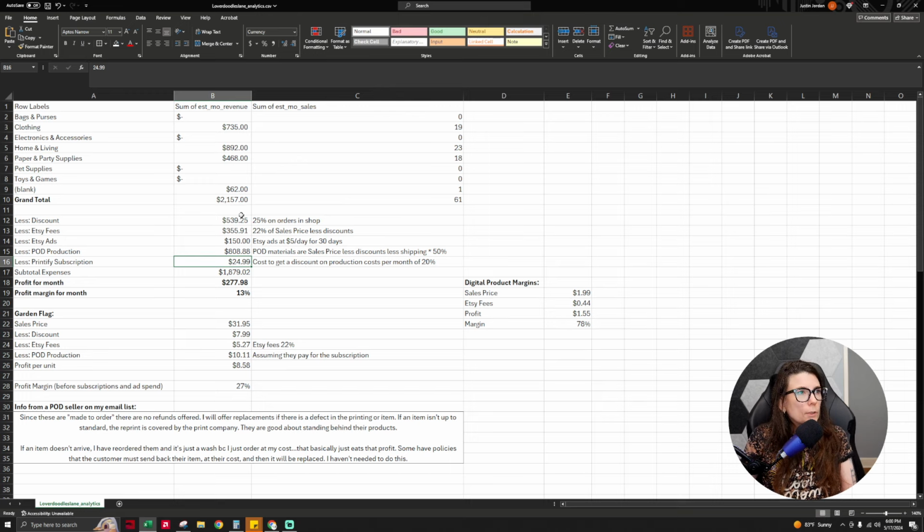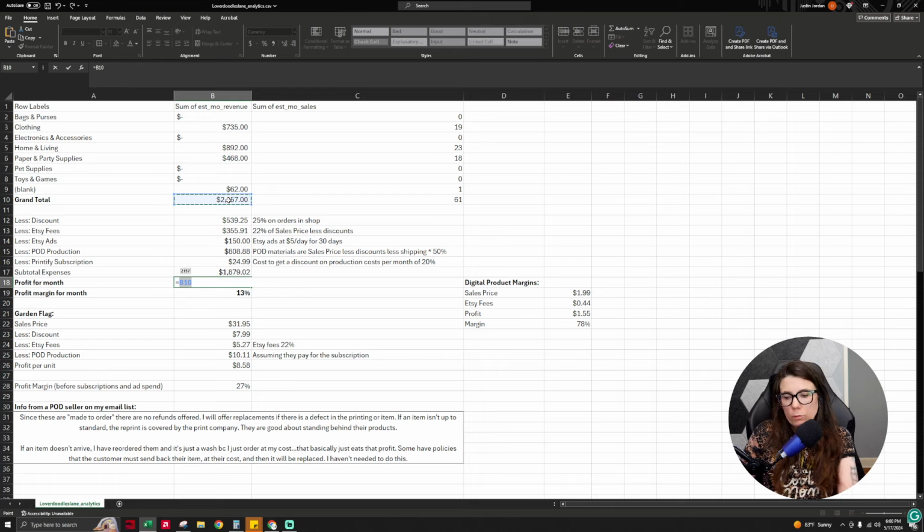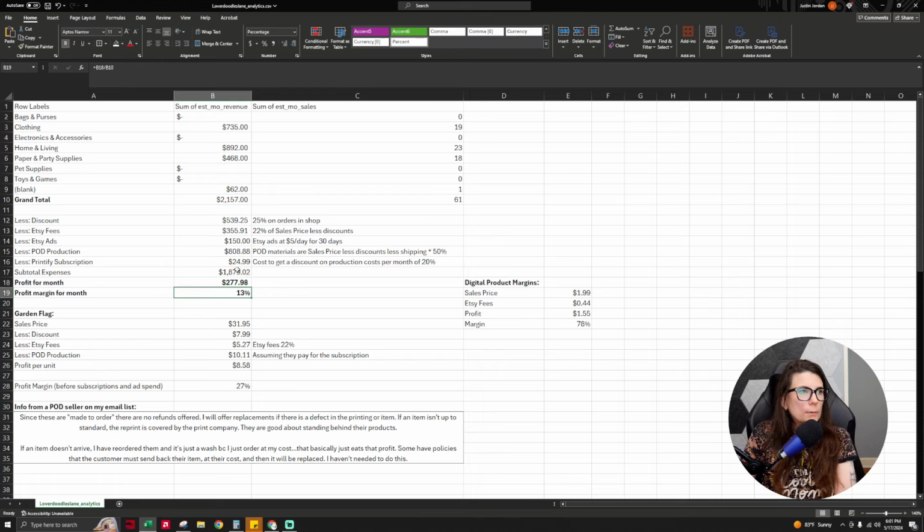And so I subtotaled all of these expenses, and then I subtracted those expenses from the amount here to get their profit for the month. And I could do this here. Sales revenue minus expenses, $277.98. Why is this important? Well, their profit margin for the month is 13% after all of their expenses, subscriptions, stuff like that.